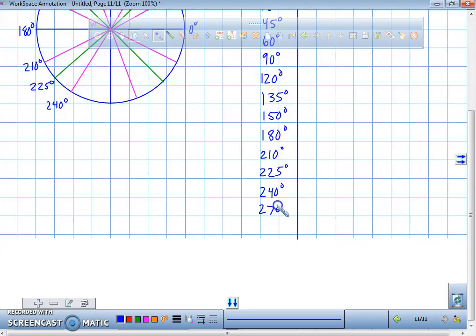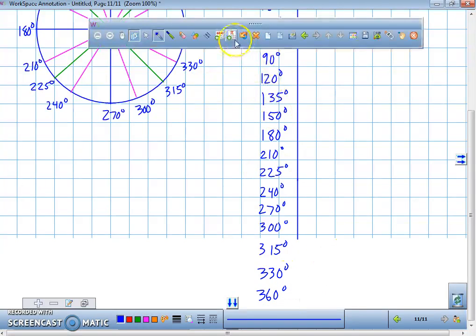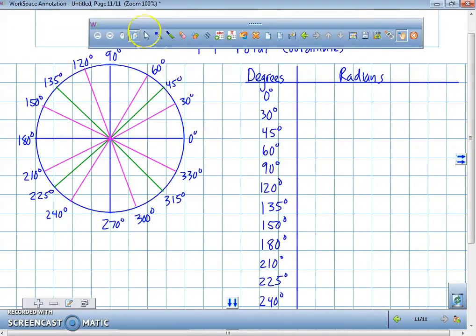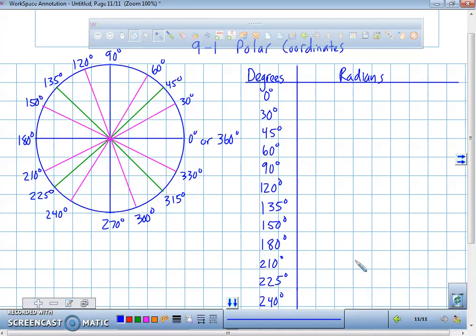to 240. Hopefully you can kind of see the pattern here. Like I ran out of room. We're almost done. Finally, you end up at 360, and we're going to stop, because everything else just repeats right after that. So this is 0 degrees, but it can also be 360 degrees.